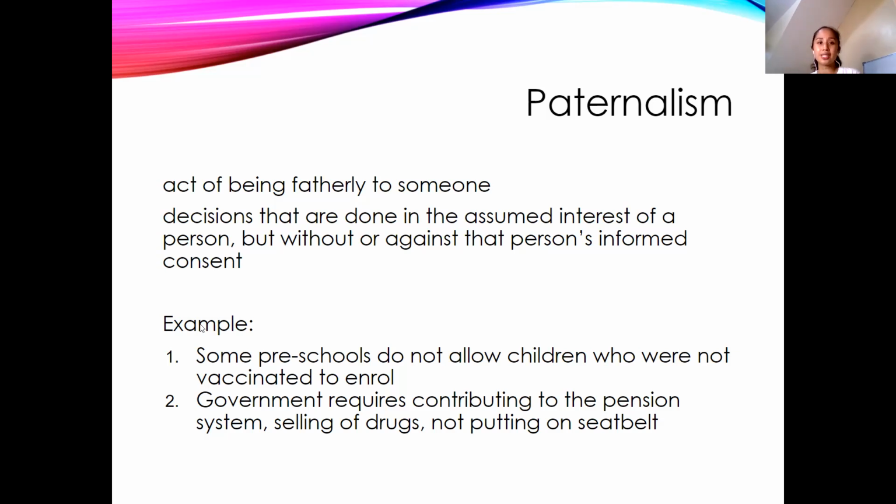Yan. Not selling of drugs. Sorry, narami ko typo. Class, so yung government, sinasabi niya, wag tayo gumamit ng drugs, wag tayo magbenta. Sabi ng government, mag-seatbelt, ganyan. So, they are acting in a position of caring. Because, pag nag-sell tayo ng drugs, pwede din tayong gumamit ng drugs, or, pag di tayo gumamit ng seatbelt, pwede tayong maaksidente. So, class, in paternalism, we actually undermine autonomy.